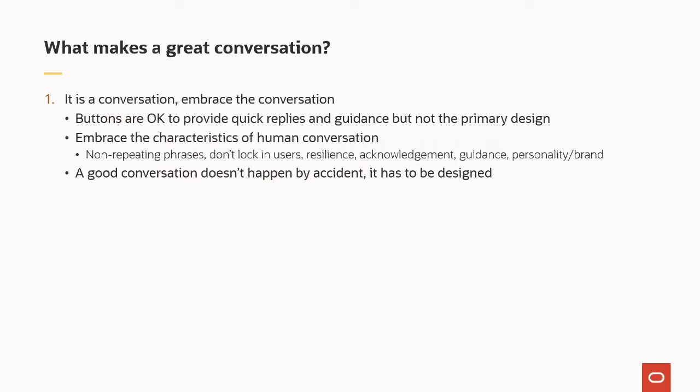So the first thing might be buttons. Now, I'm not against buttons. In fact, most of the bots we build will have buttons in them, but the button is not the primary form of navigation. The primary form of navigation should be getting the user saying exactly what they want. So yeah, embrace conversations and embrace the characteristics of conversations.